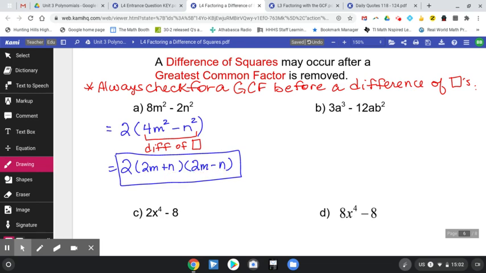So at this stage of the game, we should be looking for common factors in here, because maybe we missed one at the beginning. And then we should also be checking to see, is there another difference of squares in there?